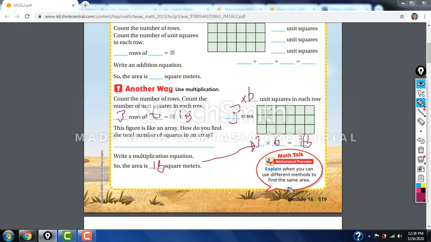Okay, so you have different methods to find the same area. The easiest one that you will be using when you get up to the higher grades is your length times width, and it's going to equal area. Excellent.